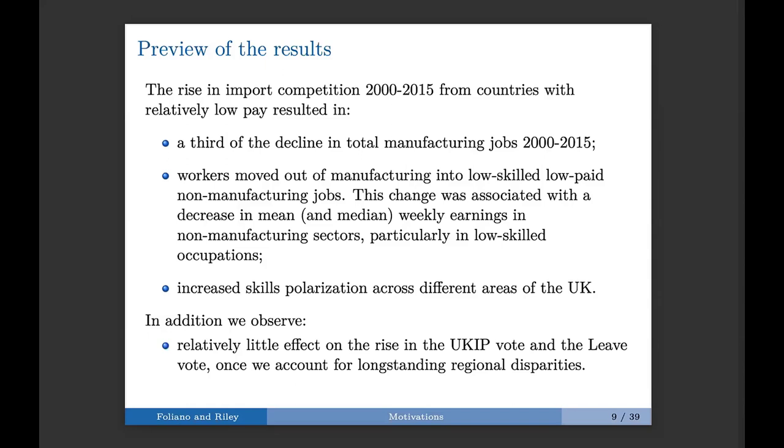We also find an increased skill polarization across different areas of the UK. That is, basically, we observe that skilled workers move away from areas more affected by import competition to other areas less affected. In addition, we observe that import competition has very little effect on the populist vote, if any. And actually, this is more driven by longstanding economic characteristics of the areas that more voted for UKIP and Leave during the Brexit referendum, and possibly also driven by the movement of more skilled workers away from these areas.